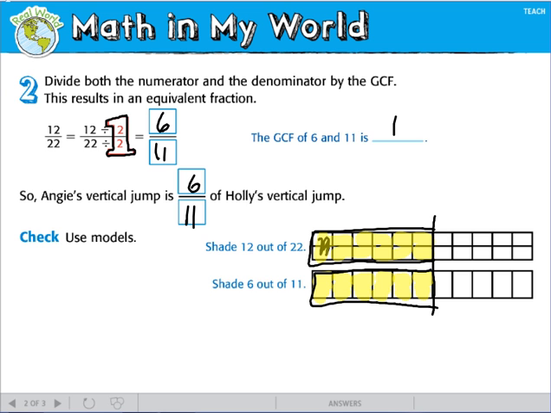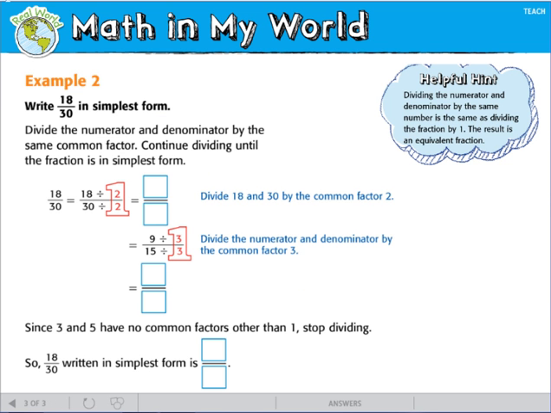Alright. Our next example is write 18/30ths in simplest form. So we're going to divide the numerator and denominator by the same common factor. Continue to divide until the fraction is in simplest form. So after we do it, here's the deal. If you don't use the greatest common factor, it's not the end of the world. You just have to find the next common factor and divide it again. Okay? So, in this case, they're going to show that to you.